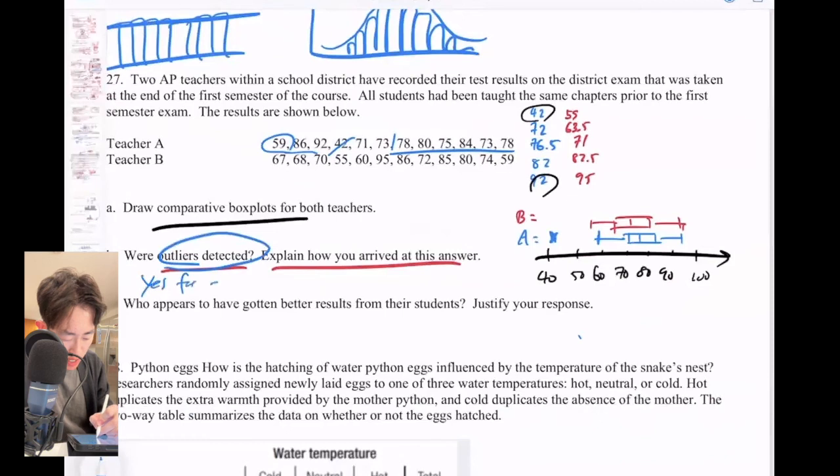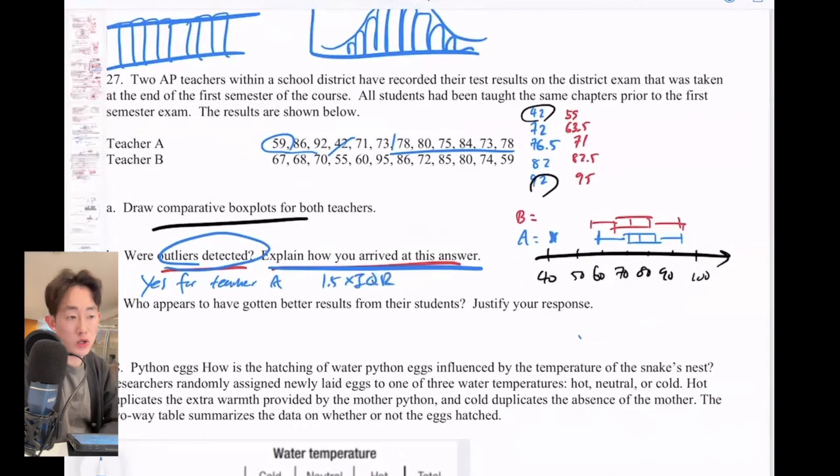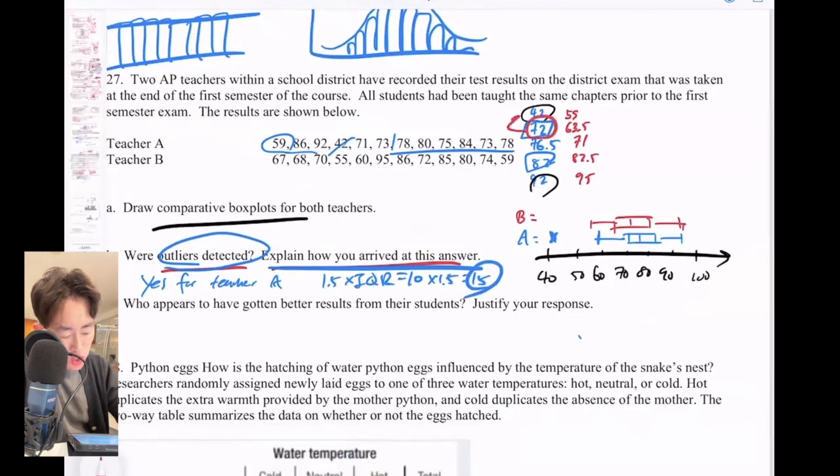Yes, for teacher A. Explain how you arrive at your answer. You guys know the deal. It's 1.5 times IQR. So the IQR for teacher A is 10. But now you multiply that by 1.5, it's 15. When you subtract 15 from 72, you should get, what would that be? 57. And add 15 on top of 82, you get 97.